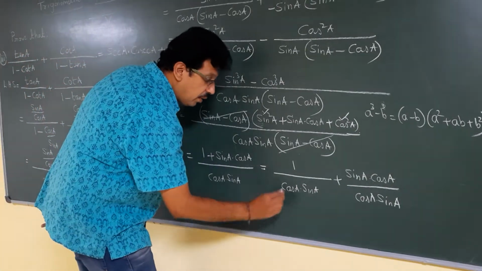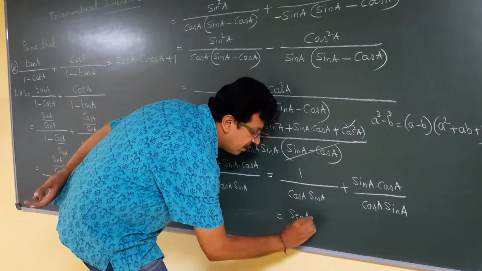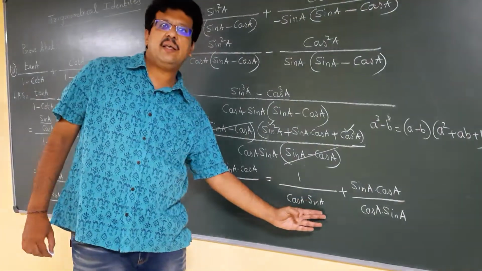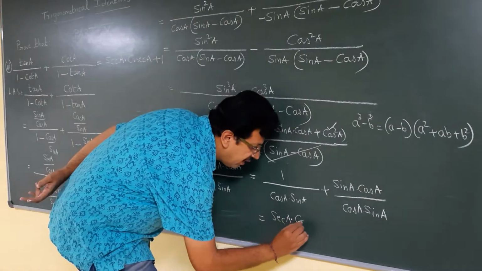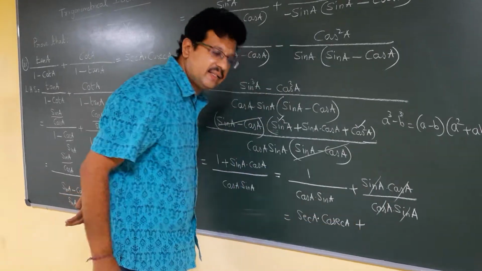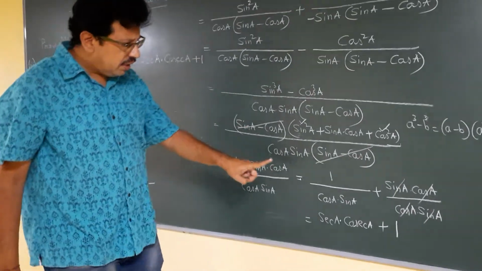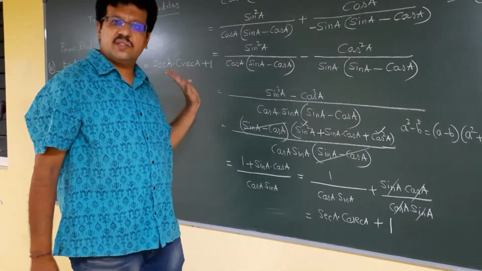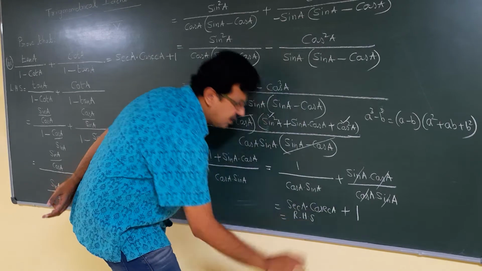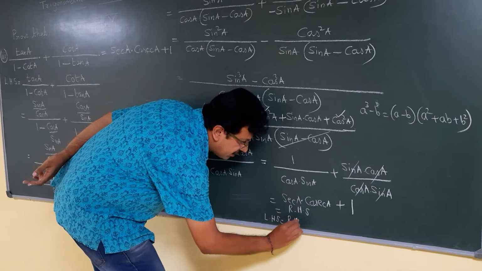And you know very well, 1 by cos A is secant A. Children, you should know these reciprocal relations. And 1 by sin A is cosecant A, plus sin A cos A will get cancelled, plus 1. So you can see very clearly, secant A into cosec A plus 1. We already got the same thing, that is nothing but the RHS. So therefore we have proved that LHS equals RHS.